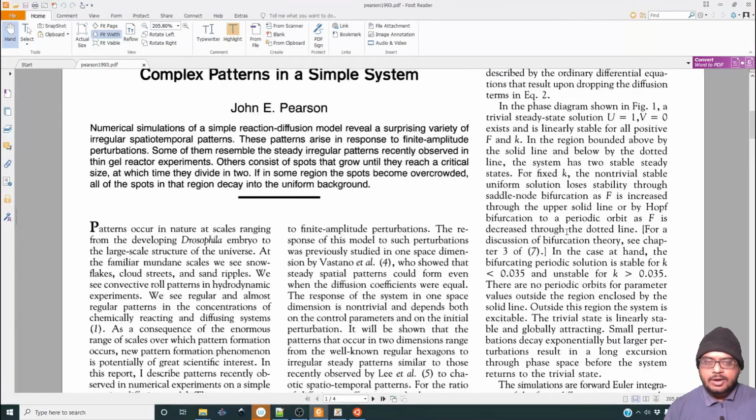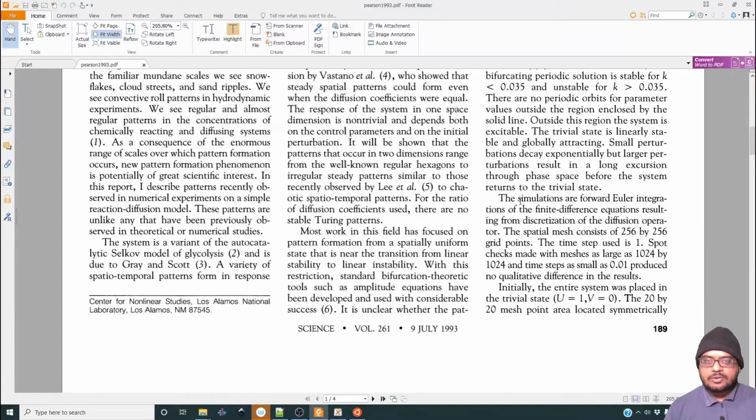If you look at how he did it, the simulations are forward Euler integrations of the finite difference equations resulting from the discretization of the diffusion operator. The spatial mesh is 256 by 256 and the time step is 1. They refined the mesh and took smaller time steps, and this led to no qualitative difference in the results, and the conclusion was whatever you see with this relatively coarser mesh is okay.